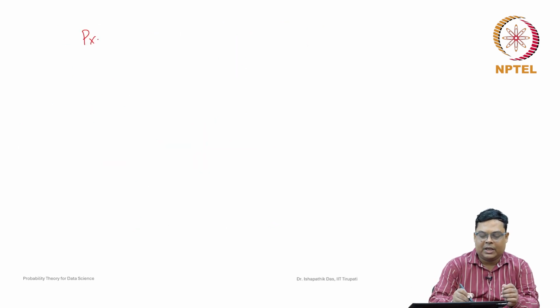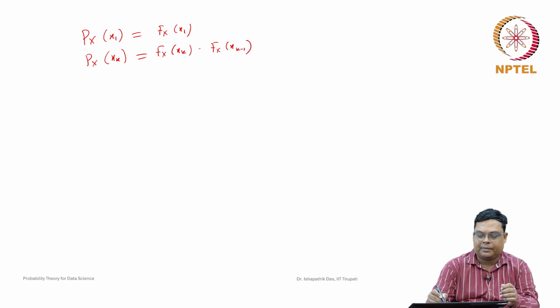So, p_X of the minimum value, suppose x_1, is nothing but F_X(x_1), and then for any other value, p_X(x_k) is nothing but F_X(x_k) minus F_X(x_{k-1}), where k is greater than 1. For any other integer values, k is a natural number: 1, 2, 3, 4. That is why, if you have the cumulative distribution function, you can find the probability mass function also.